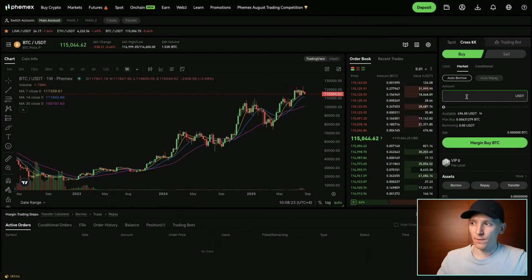The Phemex margin trading system has auto borrow, which means that it's going to borrow the amount necessary to open the trade size that you want. So if we open a buy order here and we open a market order, see the auto borrow here.